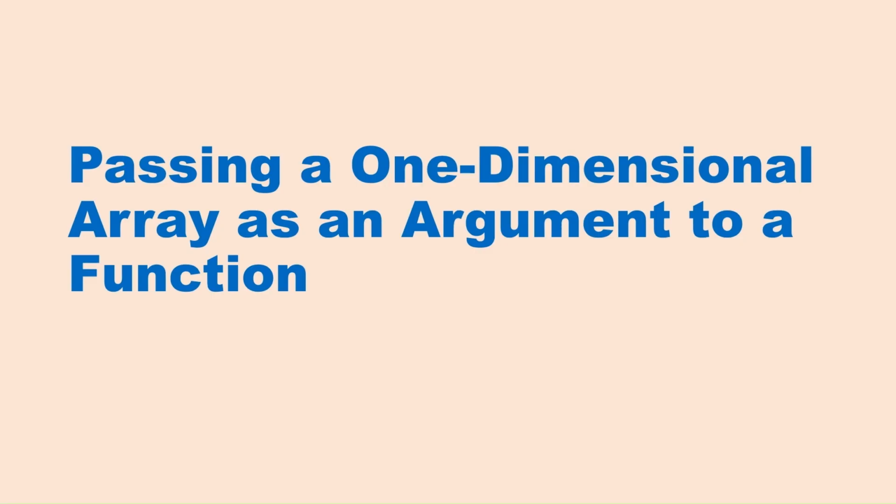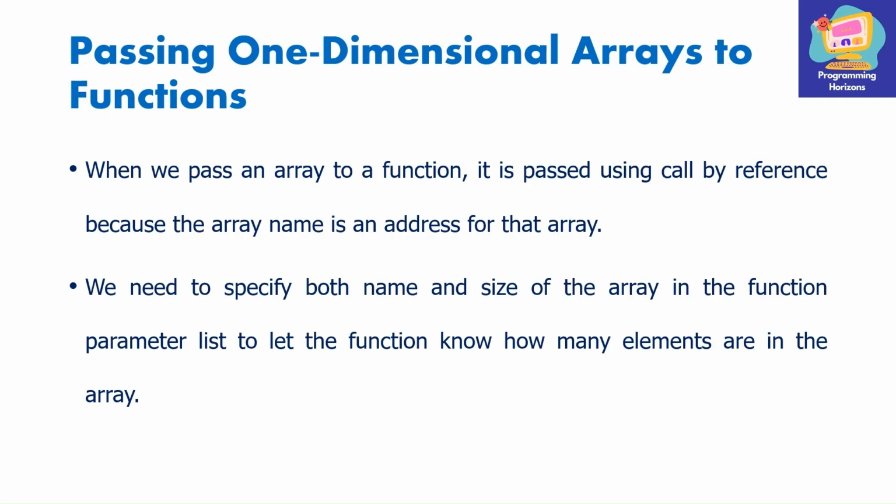Passing a one-dimensional array as an argument to a function. When we pass an array, particularly a one-dimensional array, to a function, it is passed using the call by reference method because the array name itself is an address for that array. It points to the first element of that array. We need to specify both the name as well as the size of the array inside the function parameter list to let the function know how many elements are there in the array.